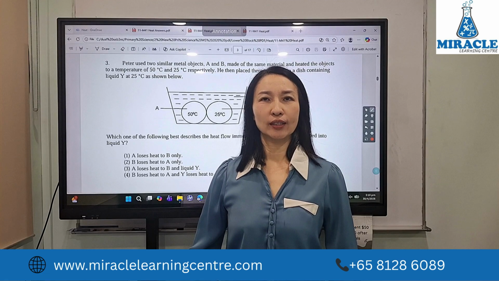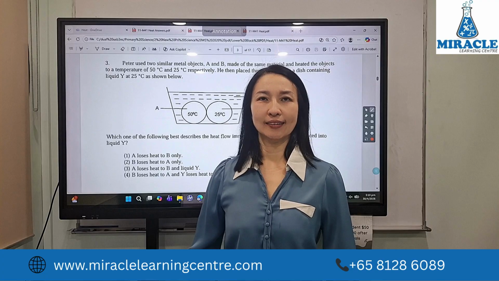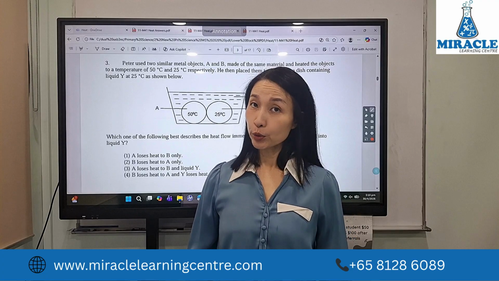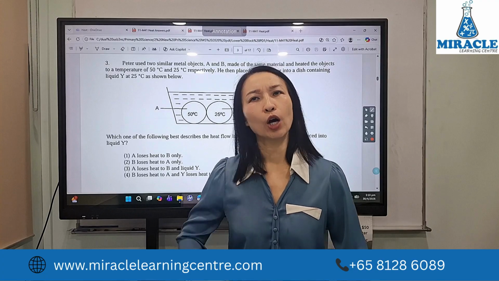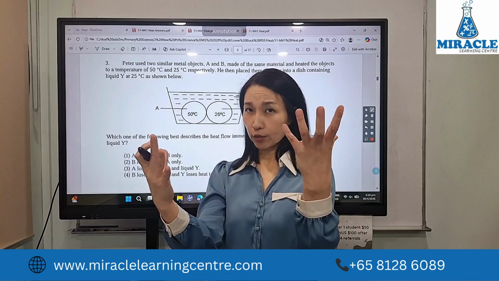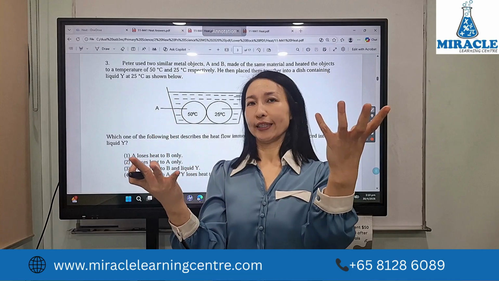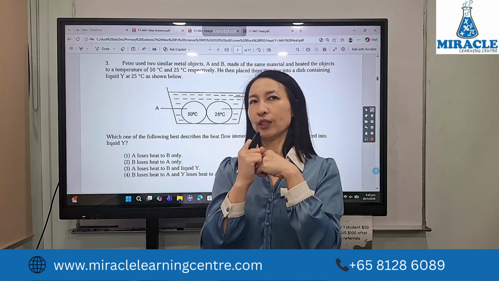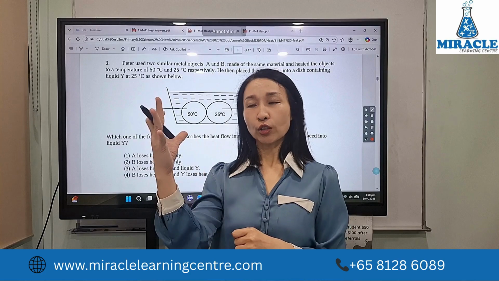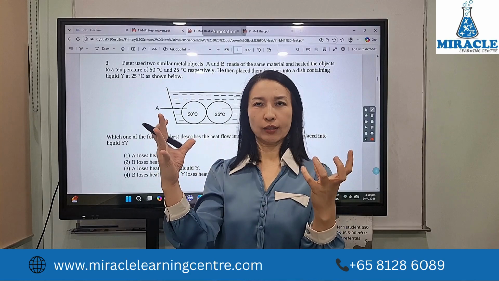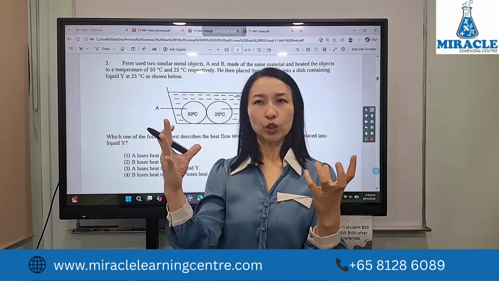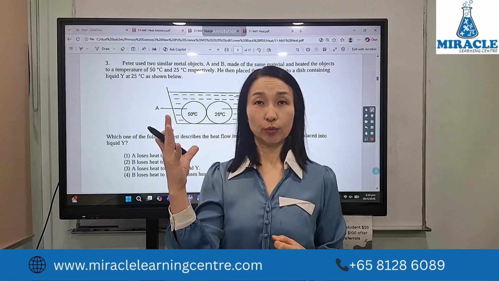Let us take a look at this question on effects of heat. How does heat actually flow? Does heat flow from a hot object to a cold object, or from a cold object to a hot object? So heat actually flows from a hot object to a cold object. So we need to identify which one is the hotter object.